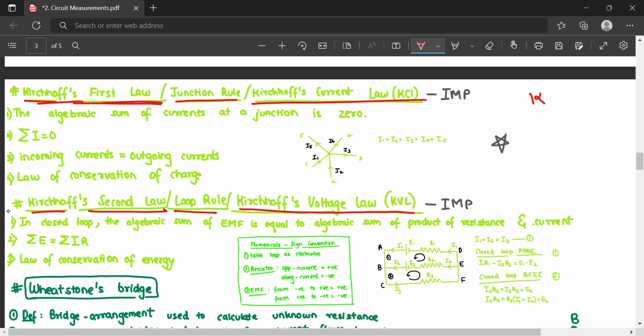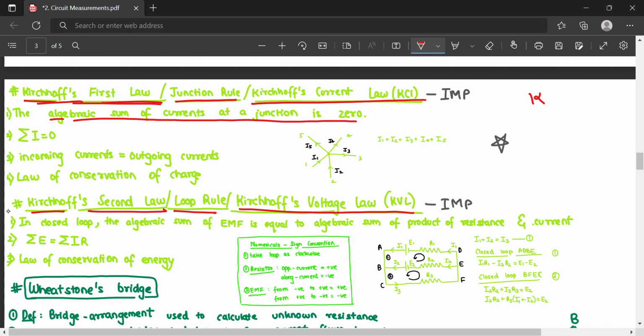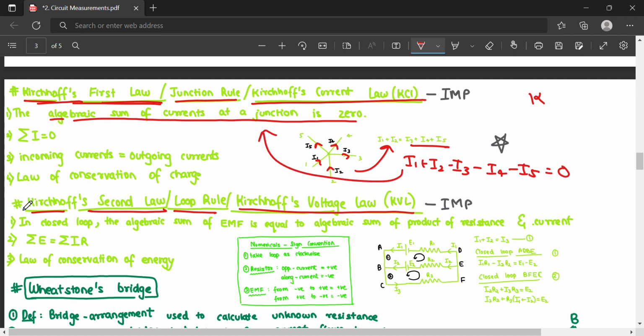Now, Kirchhoff's first law is very simple. The algebraic sum of currents at a junction is 0. In this case, these two are in the same direction, on one side, and these two are in the opposite direction, on the other side. Algebraic sum is the same, so I1 plus I2 minus I3 minus I4 minus I5 will be equal to 0, is exactly what this law is trying to tell us.